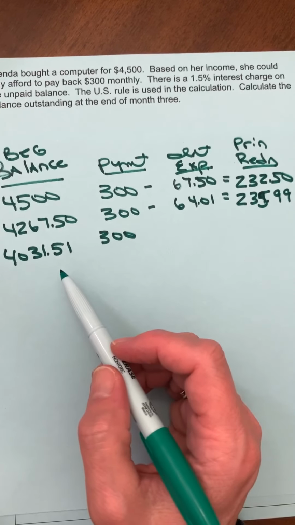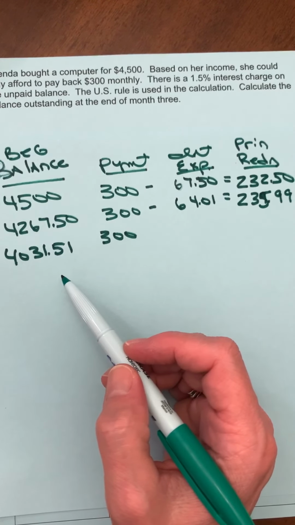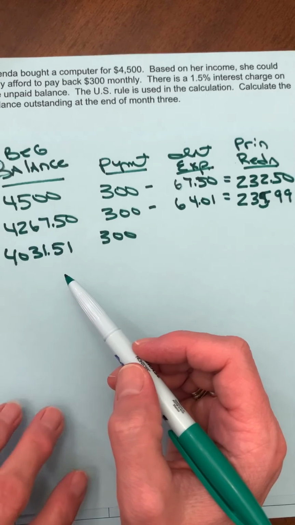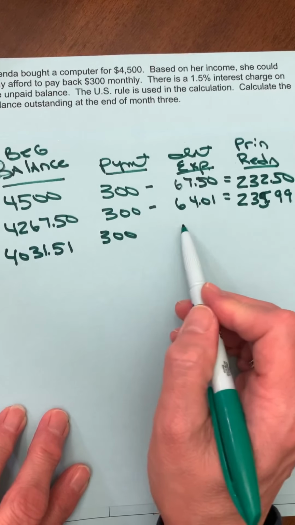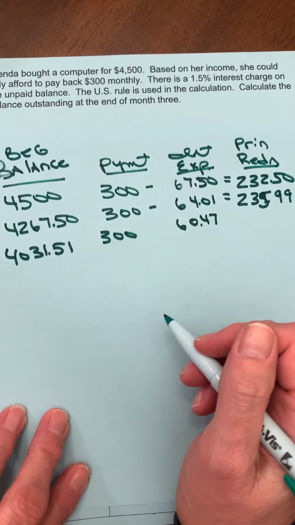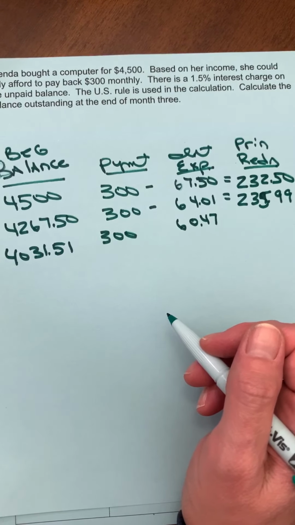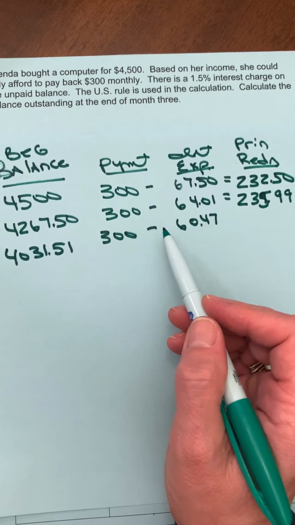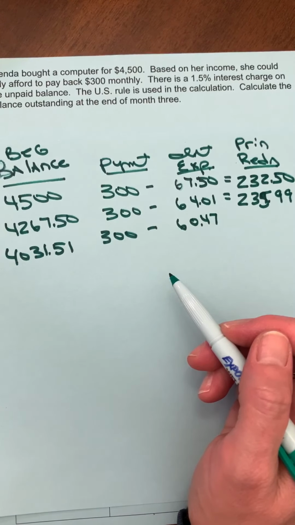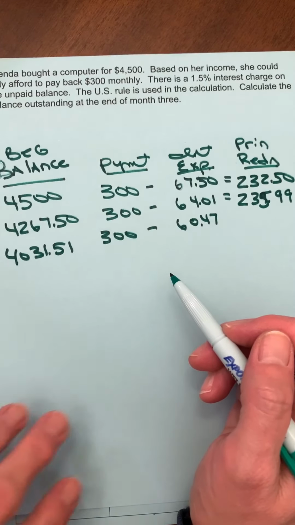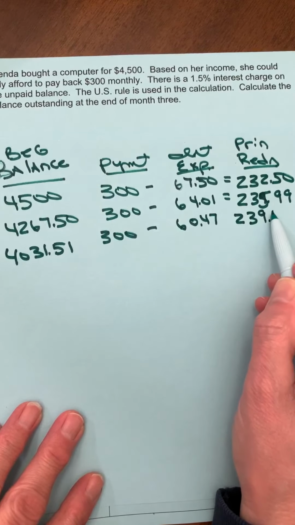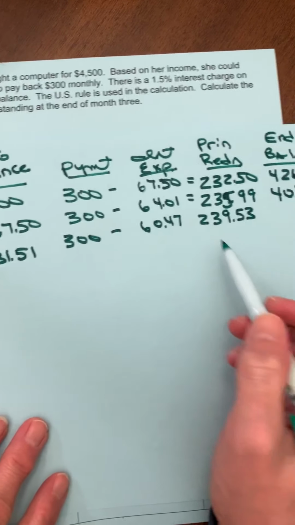So if I take the $4,031.51 times the 1.5% rate, this month I will owe $60.47 in interest. So if I make a $300 payment and $60.47 goes to interest, then I have $239.53 left to go towards principal.